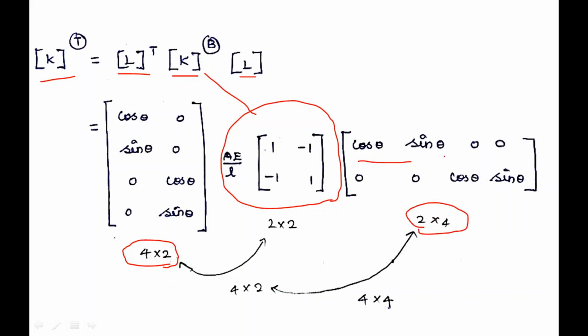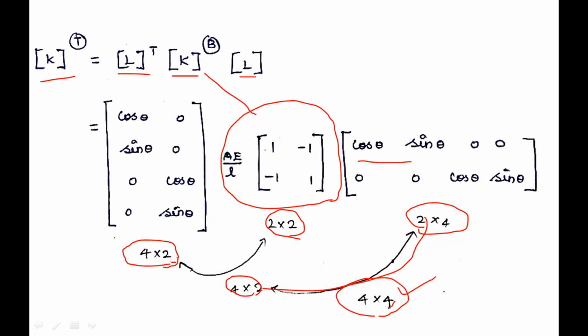So cos theta sin theta 0 0, 0 0 cos theta sin theta. When you multiply the 4 by 2 with this 2 by 2 stiffness matrix, you will again get a 4 by 2. If we multiply this 4 by 2 with this 2 by 4, we will get a 4 by 4 matrix. That means the stiffness matrix for the truss element will be a 4 by 4 matrix. So if you do this matrix multiplication 2 times, we first multiply 4 by 2 into 2 by 2 to get a 4 by 2 matrix. Again multiplying this 4 by 2 with the transformation matrix 2 by 4, we will get 4 by 4.